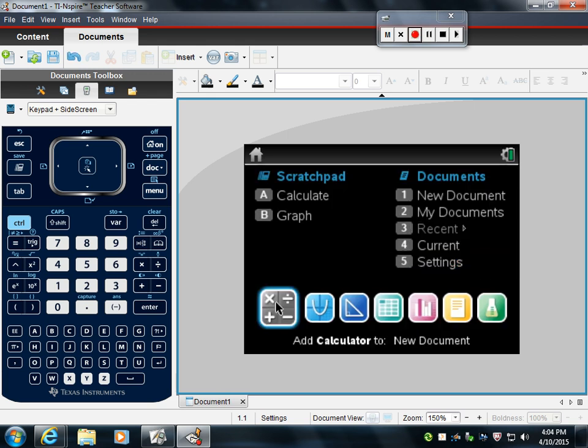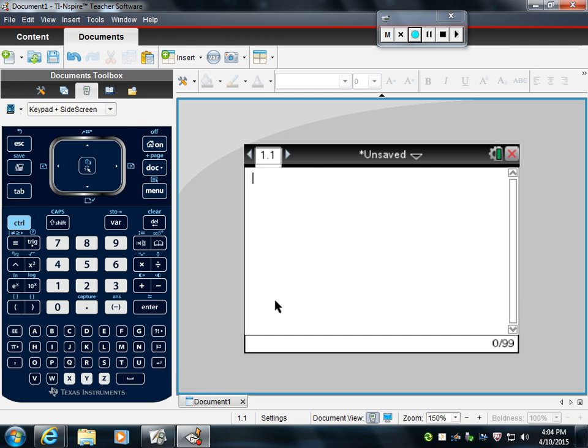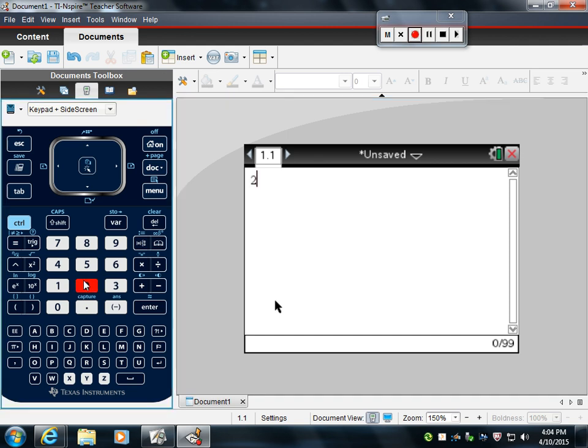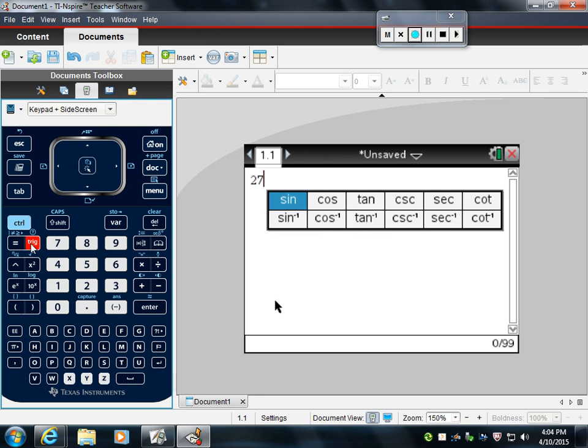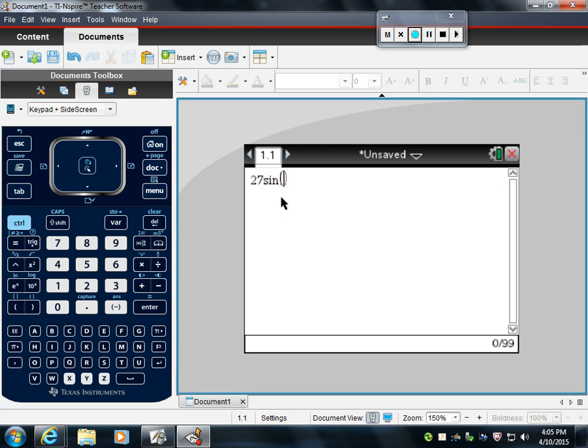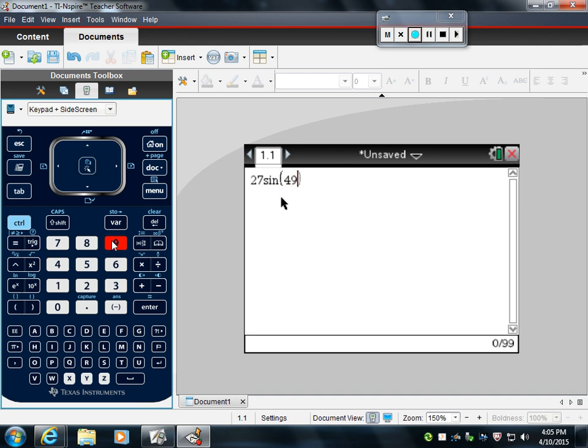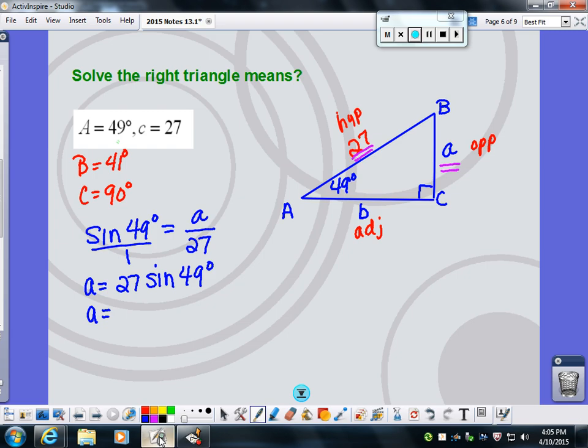All right, now we can go ahead and type this in. So we're going to type in 27. We need to find our trig. See across from the 7 is our trig buttons. We want trig, and we want sine of 49. Close your parenthesis and hit enter. Typically you round to the nearest tenth. Just follow the directions on rounding. So that's going to be 20.4. So the measure of side A is 20.4.